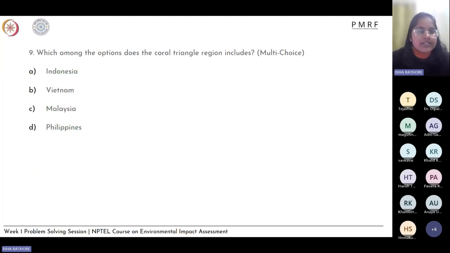Which among the options does the Coral Triangle region include? So this is again a multi-choice question. A, Indonesia, B, Vietnam, C, Malaysia, and D, Philippines. So which of these countries are being included in the Coral Triangle region? So more than one option is correct.